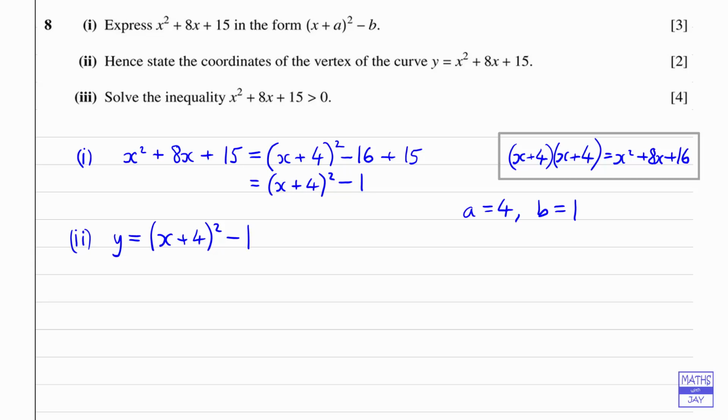And we know that this is going to have the lowest possible value when x plus 4 all squared is 0. Because something squared is either going to be positive or 0. So the lowest value that that can take is 0. And that will happen when x plus 4 is equal to 0. In other words, x is equal to negative 4. And when x plus 4 is 0, then y will be equal to negative 1. So we know that the vertex has coordinates negative 4, negative 1.